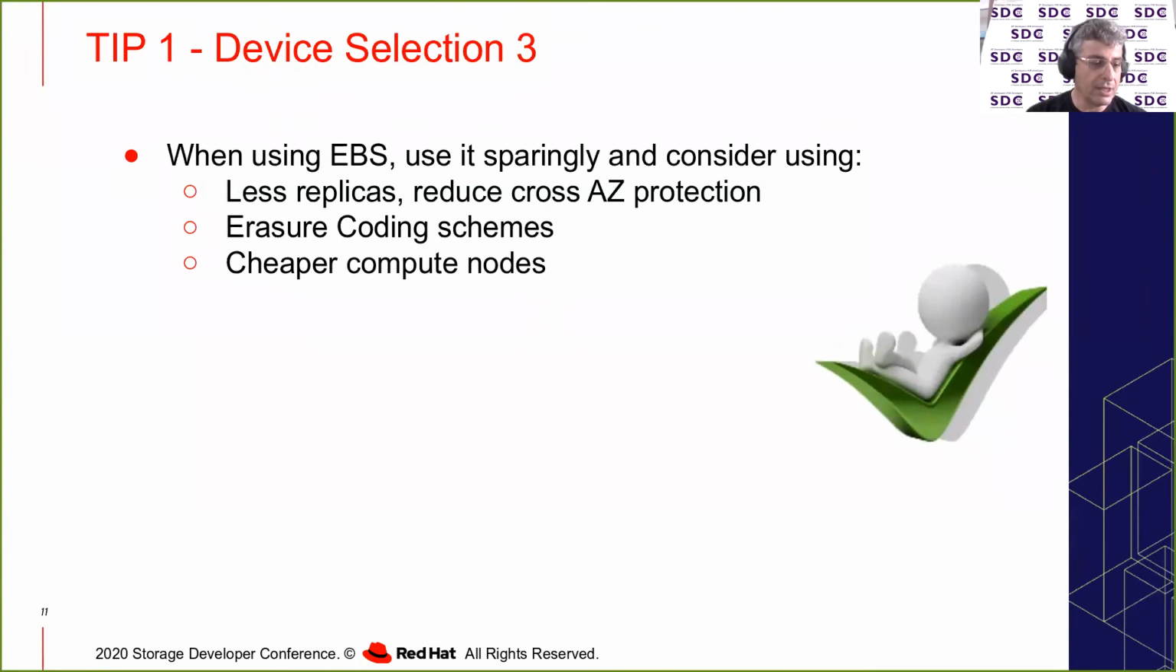Last but not least in this area, when using EBS, you can use cheaper and even less reliable compute nodes. Since losing the compute node does not mean losing the data, and your MTTR is just spinning a new node and connecting it to EBS and does not rely on any data copy.